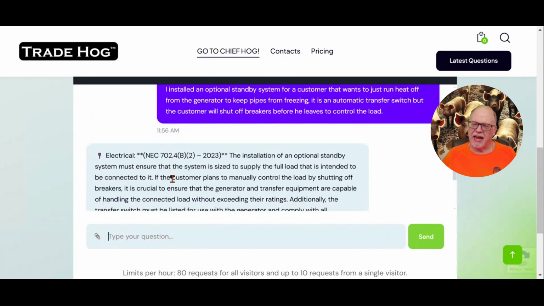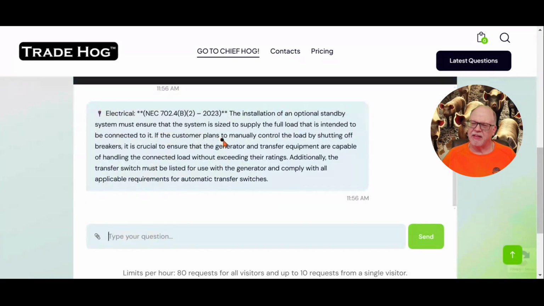And the hog brought back 702.4(B)(2). It says the installation of an optional standby system must ensure that the system is sized to supply the full load that is intended to be connected to it. If the customer plans to manually control the load by shutting off breakers, it is crucial to ensure that the generator and transfer equipment are capable of handling the connected load without exceeding their rating. Additionally, the transfer switch must be listed for use with the generator and comply with all the applicable requirements for automatic transfer switches. Okay, so that's what it says there.